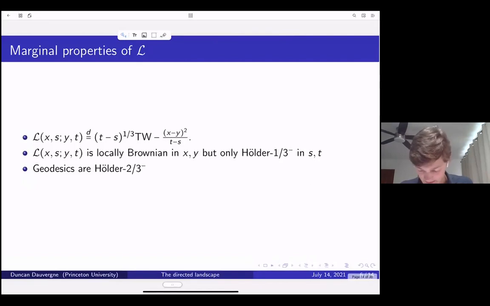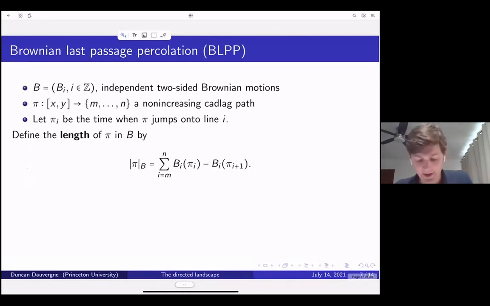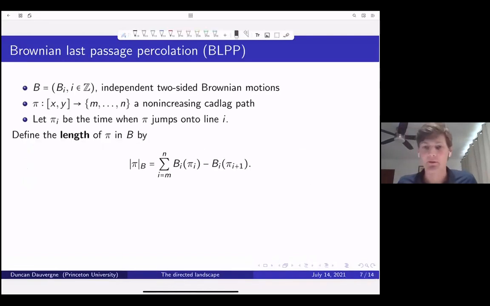Okay, so that's a little bit about the object. And for the rest of the talk, I want to get into some of the main points of the construction. The way we proved the existence of this object is we started from Brownian last passage percolation, which is a really tractable integrable model of last passage percolation.